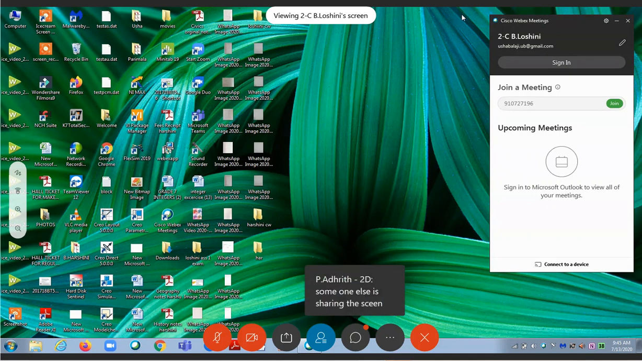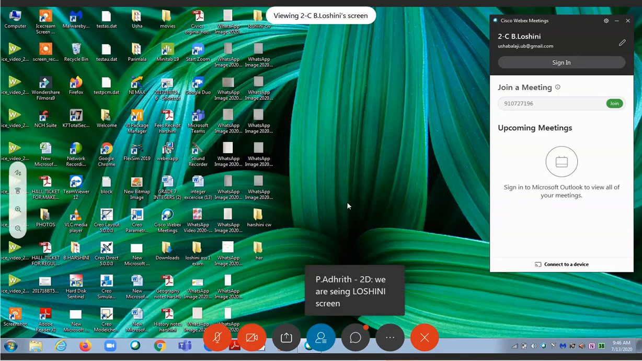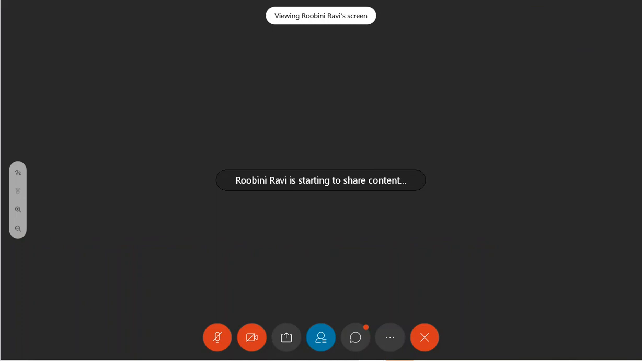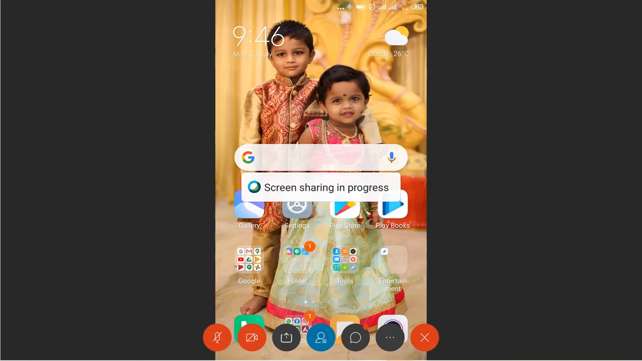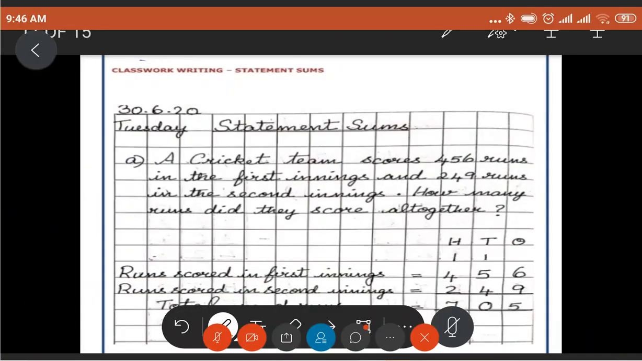Rupini ma'am, the screen went off. Just click it again. Okay, ma'am, sorry. The screen is not visible. Somebody stopped my screen sharing. Kindly stop sharing, ma'am. Okay, now it's visible, ma'am? Yes, yes, now it's visible. Don't touch the screen, children, please.